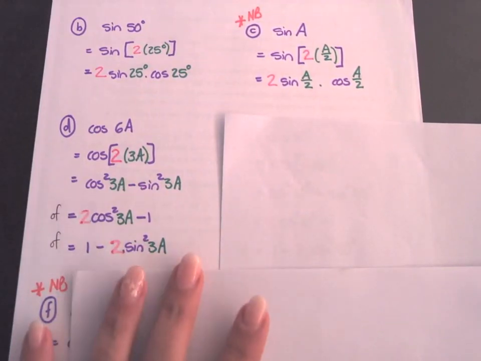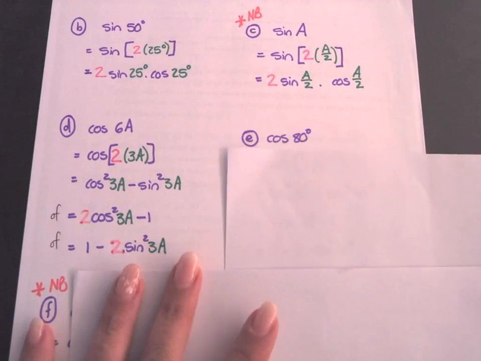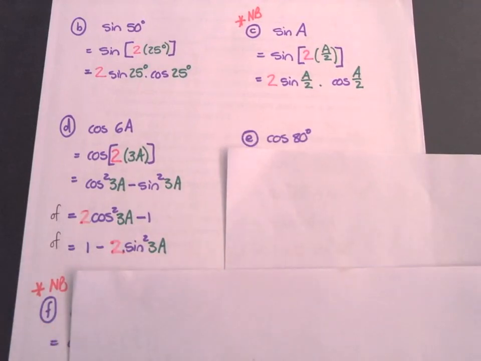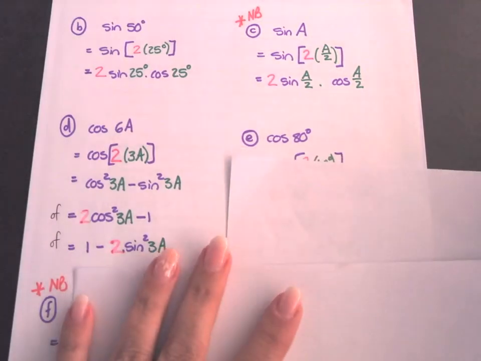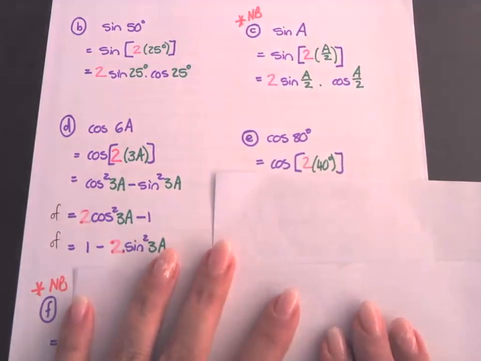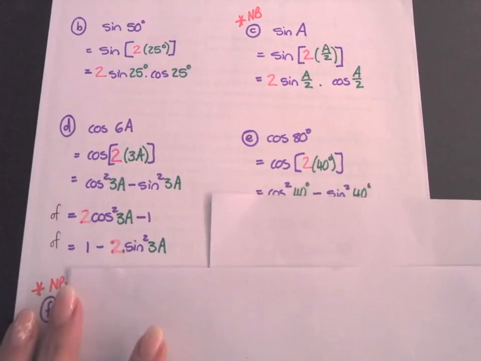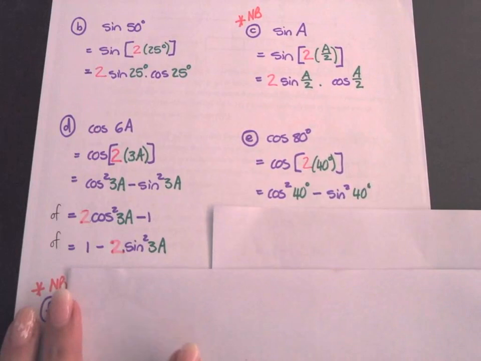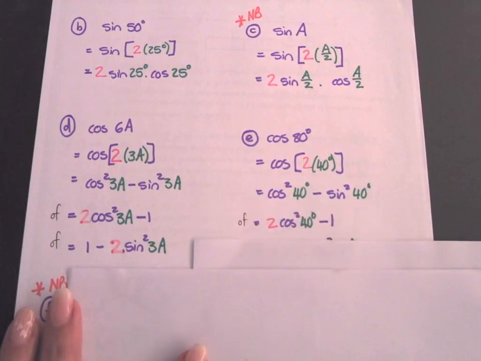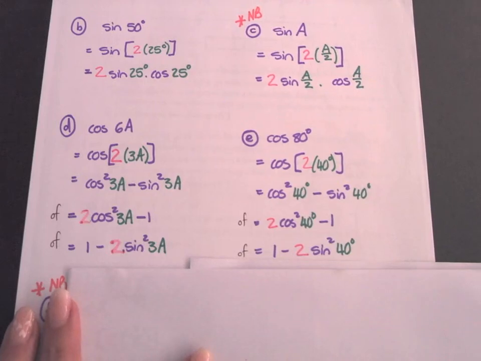Alright, let's look at another one. Cos 80 degrees. I want to write a double angle. So it's cos 2 times 40. Then we have 3 options. It can either be cos squared 40 minus sine squared 40, or 2 cos squared minus 1, or 1 minus 2 sine squared 40. Okay.